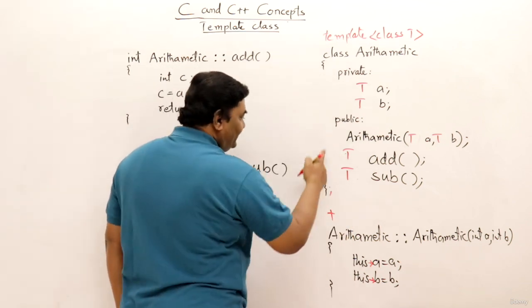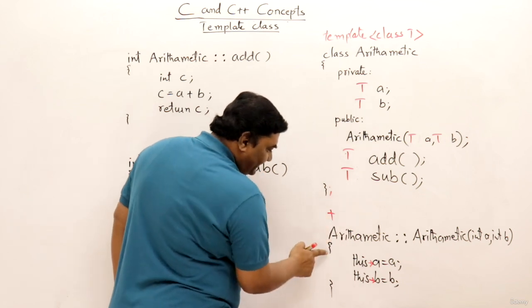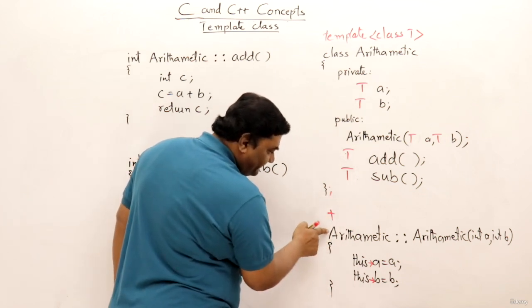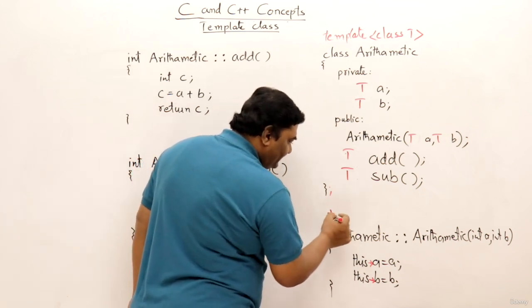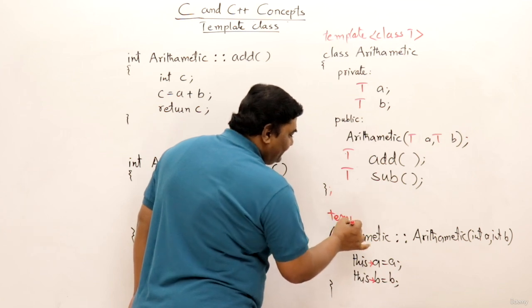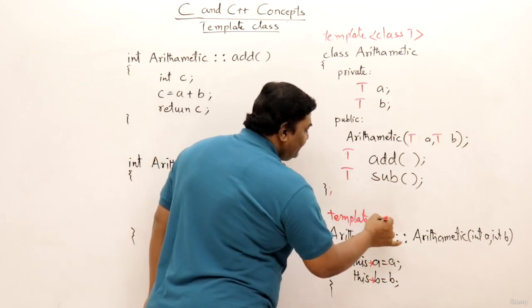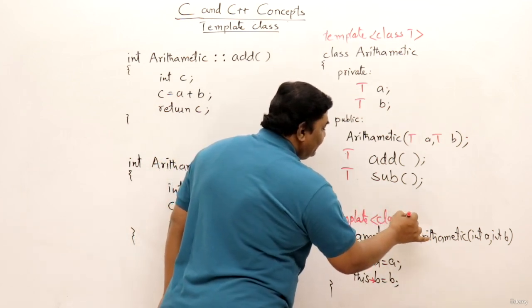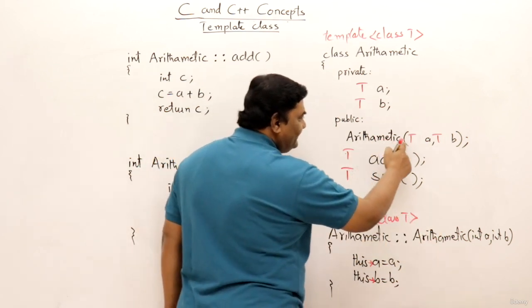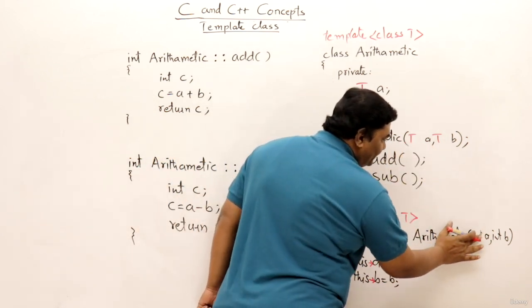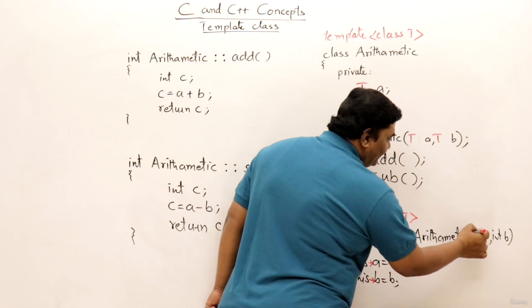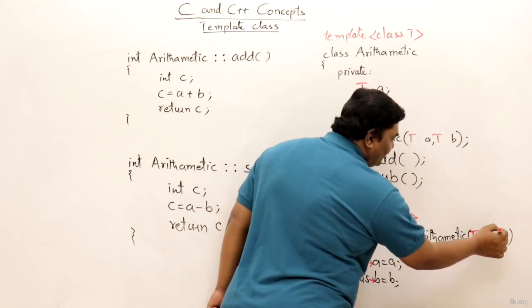Why? Because this has finished here. So again write down template so that it can start and end here. Start from this line and end here. So write down template class T. If you observe here, these I have made as T, so these also will be T. These are template type.